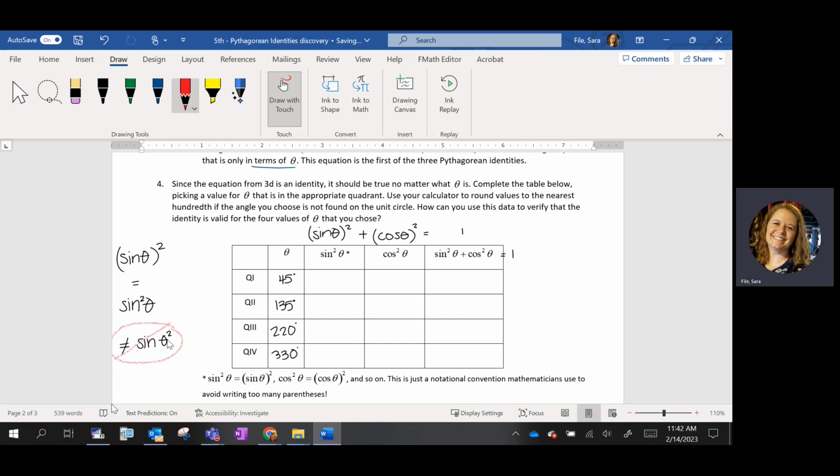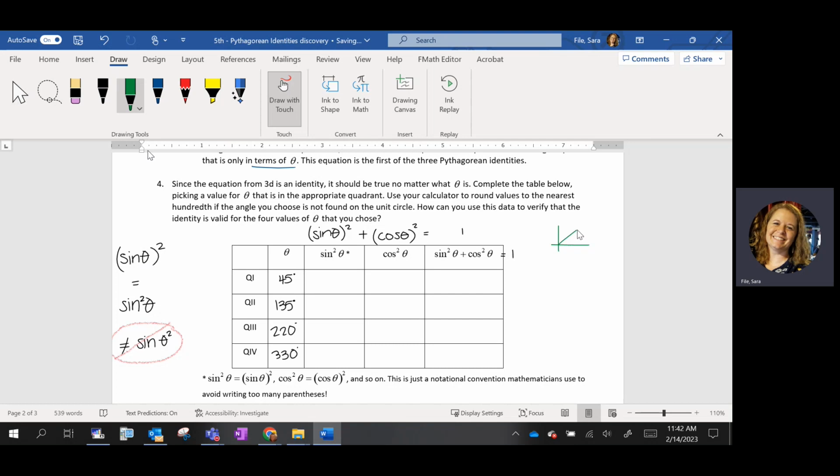Okay? That's squaring the angle before taking the sine value. That's not what we're doing. We're taking the sine value and then squaring that. Okay, so make sure that's clear. All right, at 45 degrees, if you need to sketch a picture, sketch a picture.